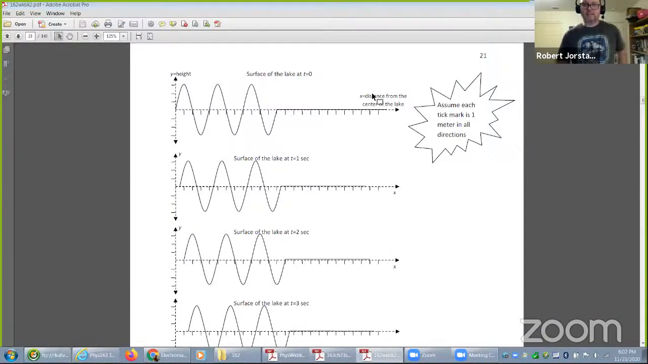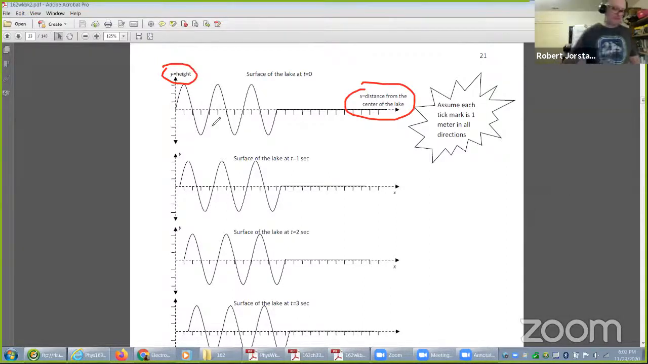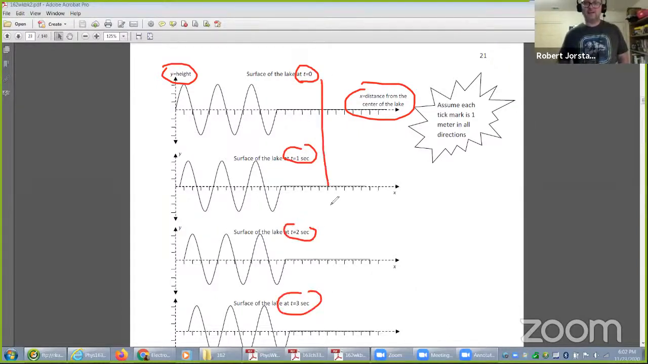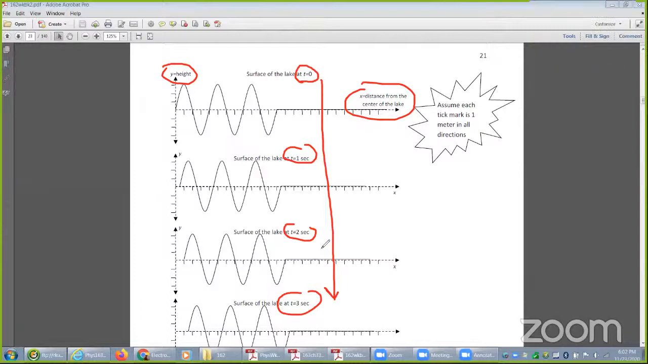notice what the axes are. This is a position and this is a position. So this would be like the height of a water wave as it's traveling across the lake. This is at t equals 0. This would be at 1 second. Notice it's moved to the right a little bit and it keeps moving, right? And so the idea is, as time goes on, the wave changes location. Got it. That makes sense now.